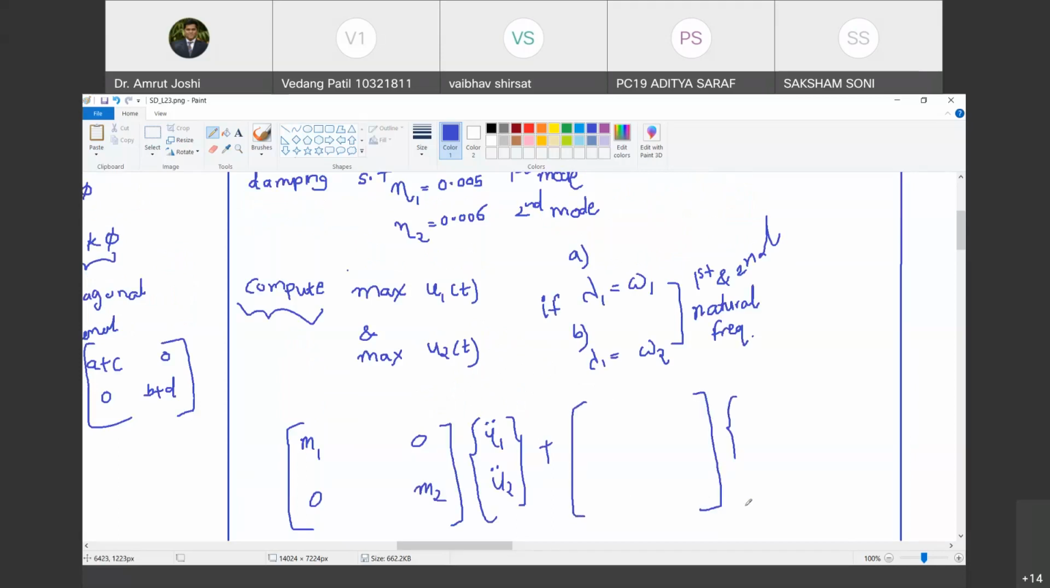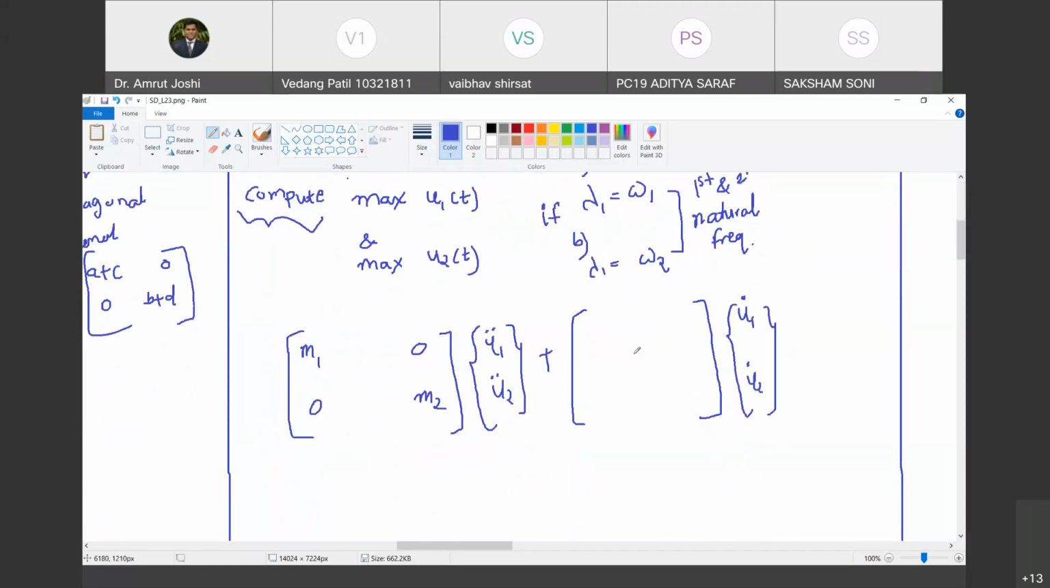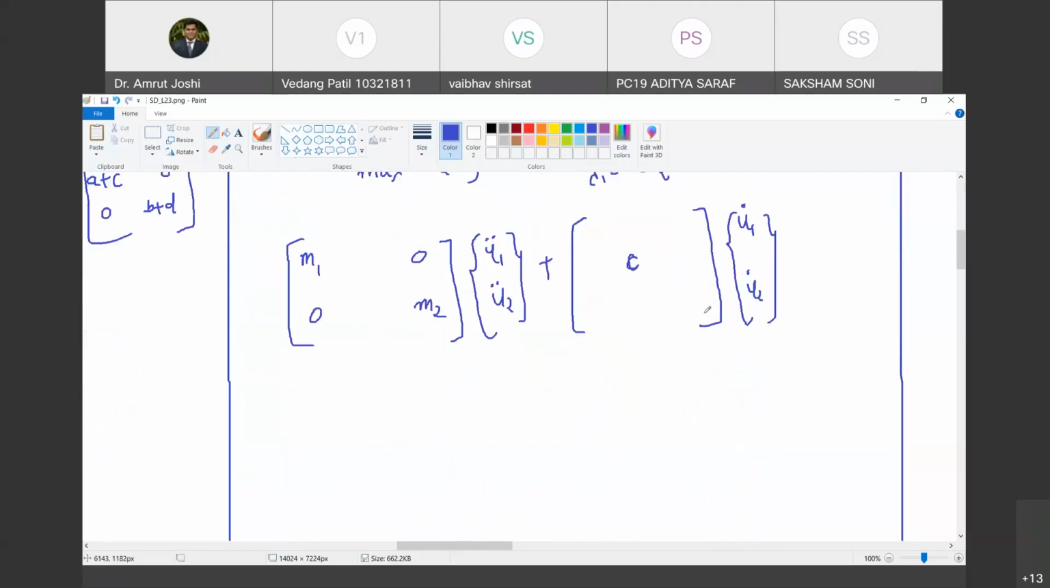Now we have to write down which matrix? Stiffness matrix. And the damping matrix. Damping force is proportional to U1 dot and U2 dot. Do you agree with me? Yes, sir. Now this damping here is given as proportional damping, so right now I am not going to write down its coefficients. I will simply write it as a damping matrix C. Happy? Yes, sir. Plus, now look here at K1 and K2. These are the stiffnesses. Agreed? Yes, sir. So U1 and U2.